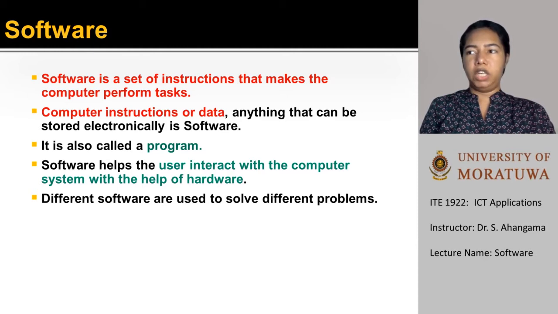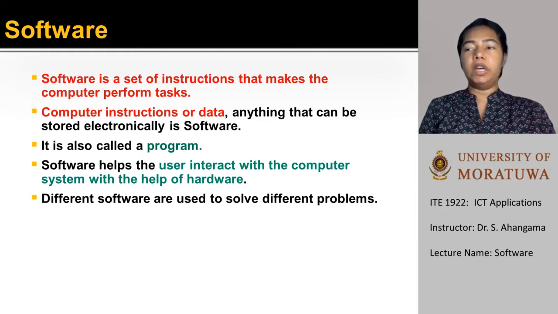Software brings the machine to life. Software will allow the computer to perform a specific task. It has a set of instructions that will drive the computer to do a specific task. It will tell the computer's physical components or hardware what to do. Computer instructions or data, anything that can be stored electronically is software. It is also known as a program.